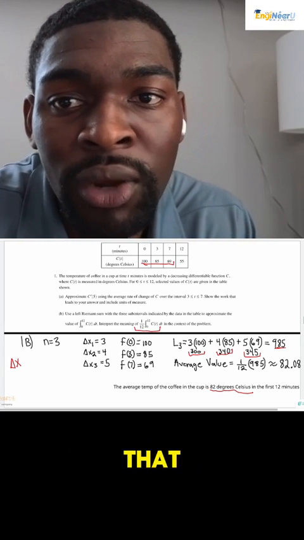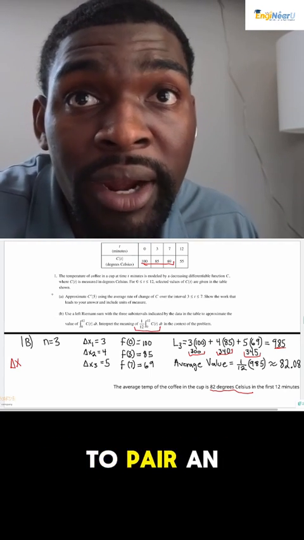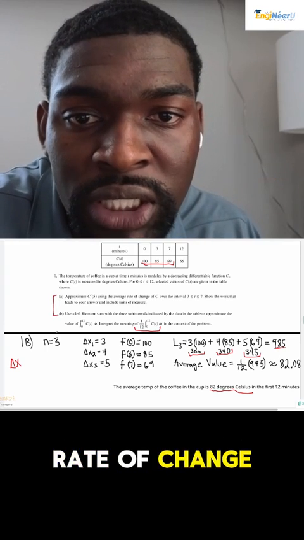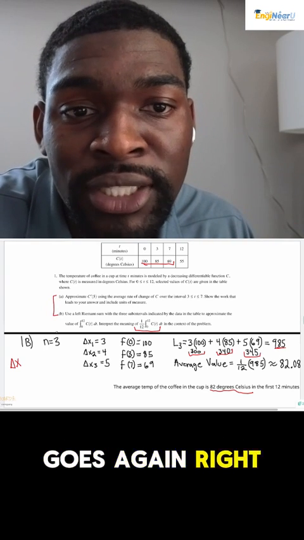I always tell students that whenever we're doing an AP exam, they typically love to pair an average value question and an average rate of change question right beside each other. And here it goes again, right here in the 2024 exam.